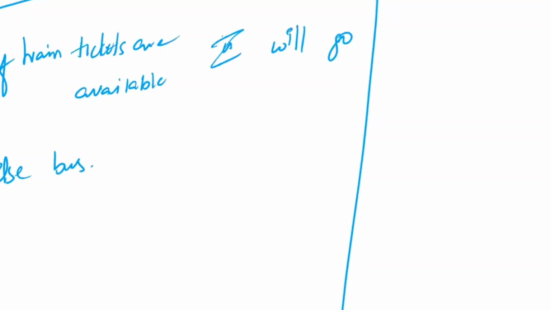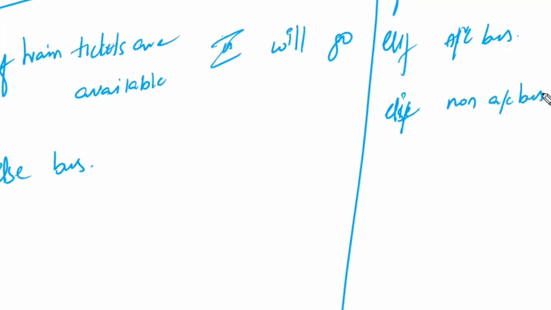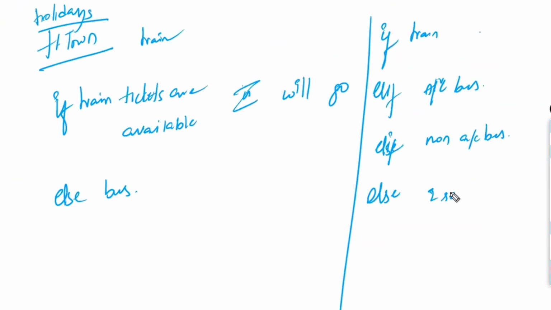Now, the third option. If train tickets are available, I will go by train. Otherwise I will try some kind of AC bus. Else, if the AC bus is also not available, I will try a normal non-AC bus. The third option is non-AC. If this is also not available, finally, else, I'm going with a second class ticket. Second class ticket means there is no reservation. We'll have the ticket. Obviously, we'll have the ticket. Right?